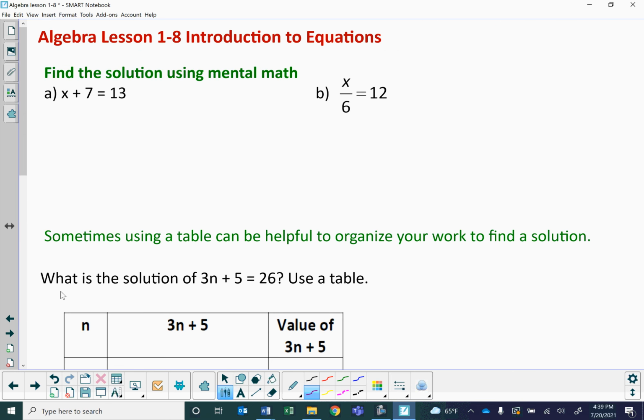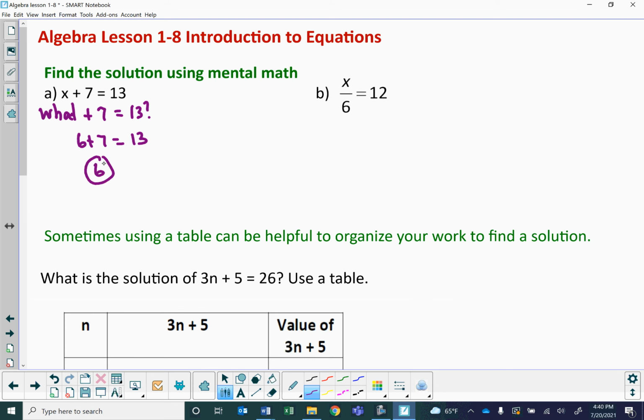All right. It says find the solution using mental math. Because this is just an introduction to equations, we're just thinking through these. I'm looking at this first problem, x plus 7 equals 13, and I'm saying, what plus 7 equals 13? Let me write that down real quick. What plus 7 equals 13? I know that that's 6. 6 plus 7 equals 13. So my answer here has to be 6.